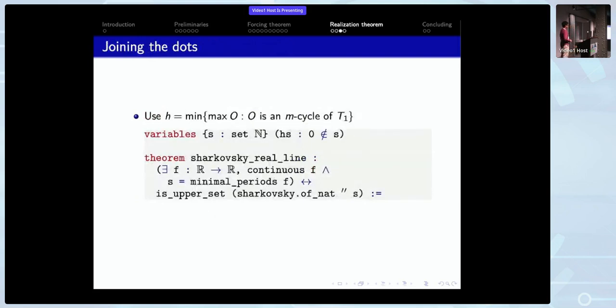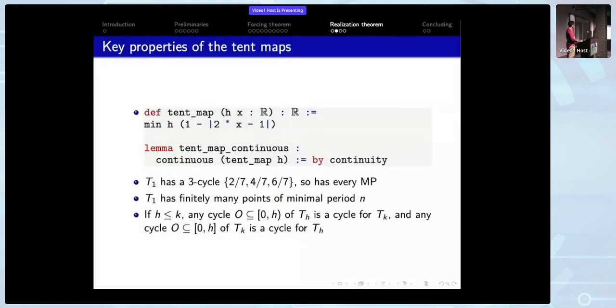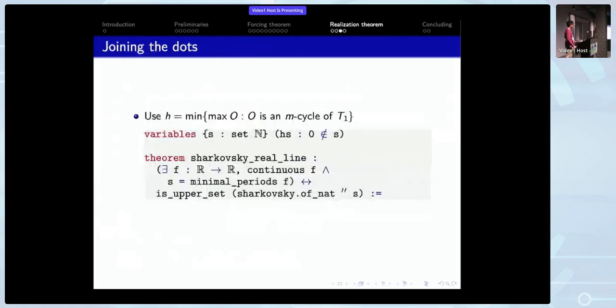Once I have those things, then I can write down this definition. Now, again, it's not so important what the definition is, except for the fact that I'm taking a minimum over the set of cycles. And naively, that might not be well defined if the set of cycles is infinite. So I need to make sure first that the set of cycles is finite, and that's exactly what point 2 here was doing, because it said there are finitely many points of every possible minimal period.